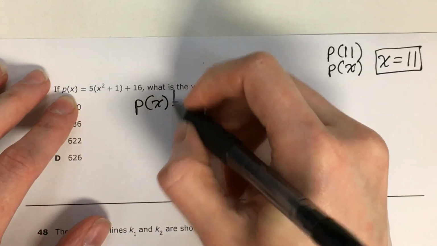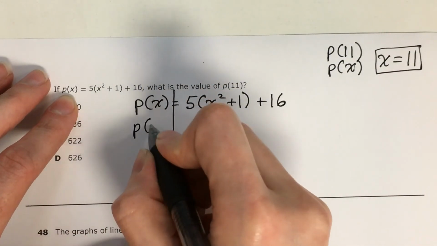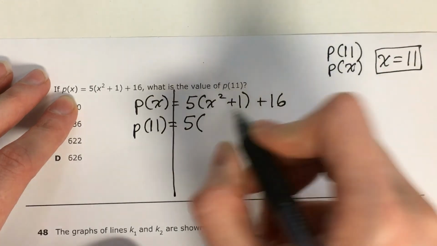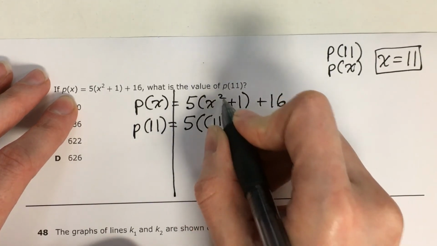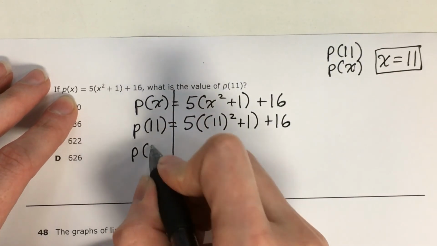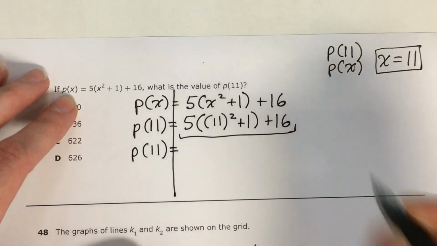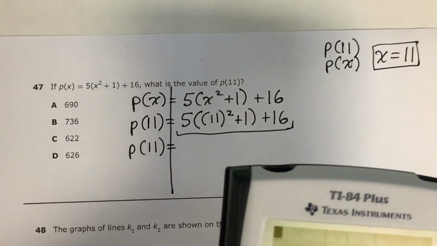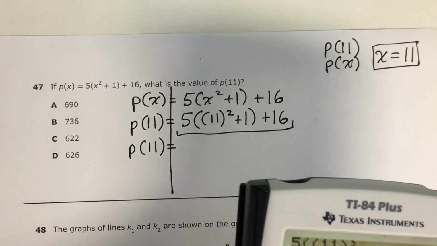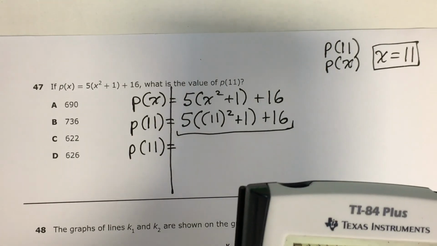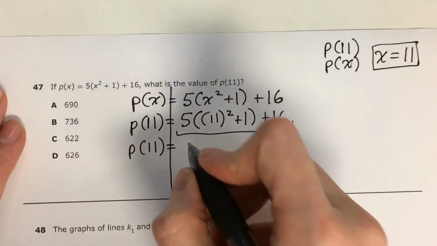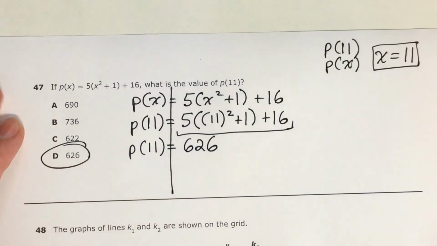So what I need to do is when I see x, I put 11. So p parenthesis 11 parenthesis equals 5 parenthesis, no x. We're going to put 11 in parenthesis. Parenthesis 11 parenthesis squared plus 1 parenthesis plus 16. So p of 11 equals, put this all in the calculator. So second mode, 5 parenthesis parenthesis 11 parenthesis squared plus 1 parenthesis plus 16. I get 626. So my answer is D, 626.